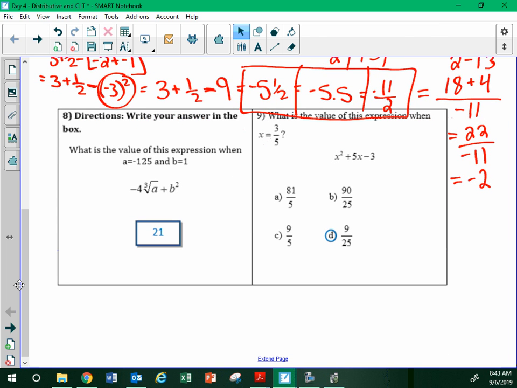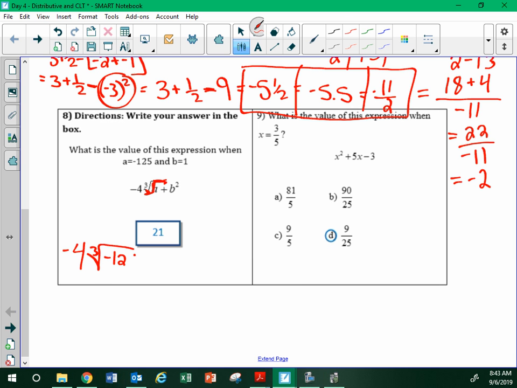Key thing to remember with number 8 is make sure you stop your square root, or sorry, this is a cube root. Make sure you stop your cube root after your a value, -125. And then we have plus my b squared. Notice this ends right here.